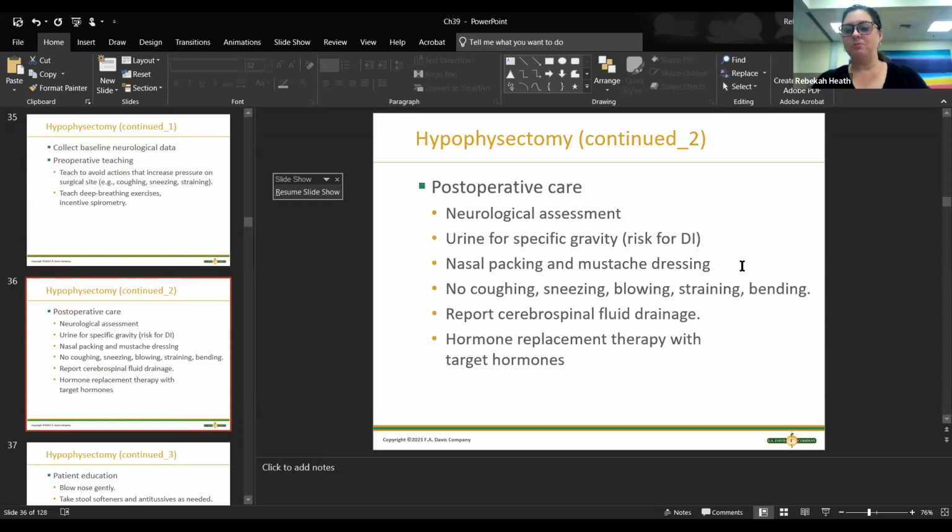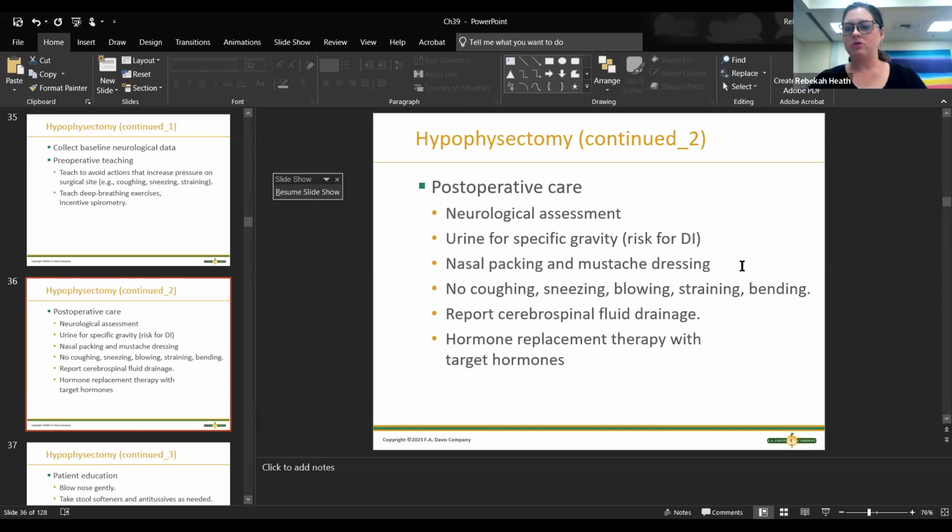Afterwards, we're going to be making sure we're doing really good assessments. We're going to check their urine for specific gravity because they're going to be at higher risk for diabetes insipidus, right? They're probably going to have a nasal packing, maybe a mustache dressing. And mustache dressing is where I had a little mask here to show you. I don't know where I went to.